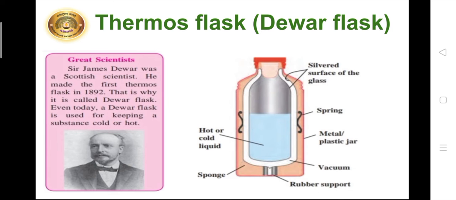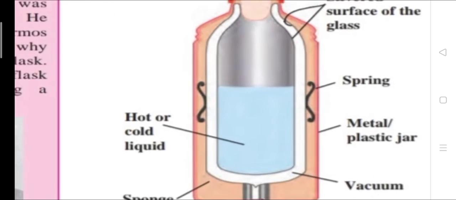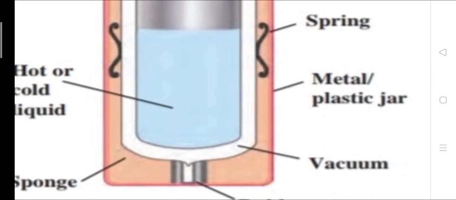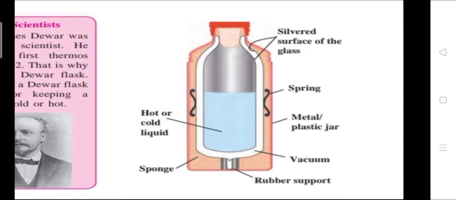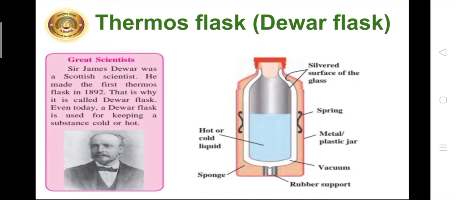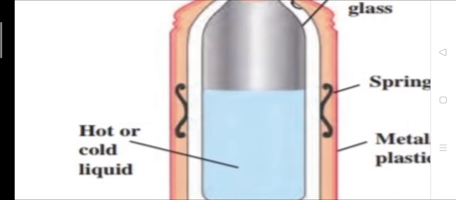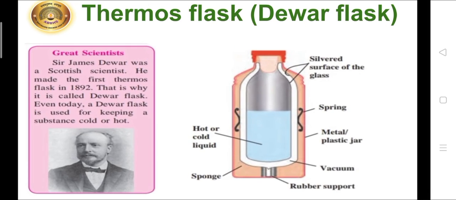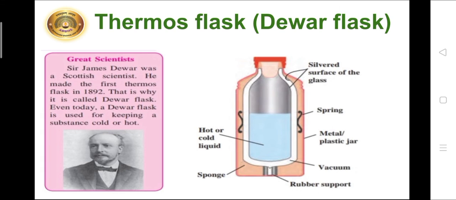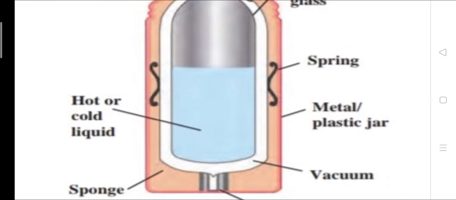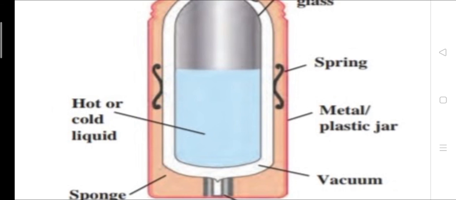As you can see here in this picture, this is rubber support. And this white boundary you can see is vacuum. Also, there are two black colored springs. And this is silvered surface of the glass. Inside the flask there is liquid, and the outer boundary of this flask is made up of metal or plastic.